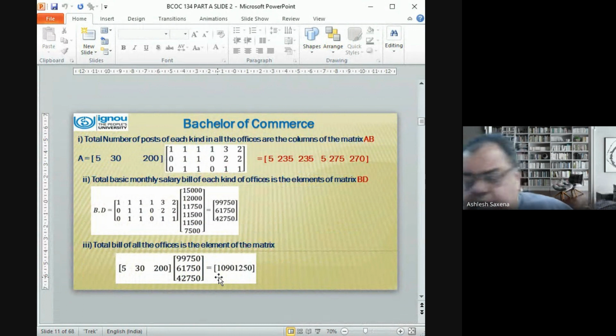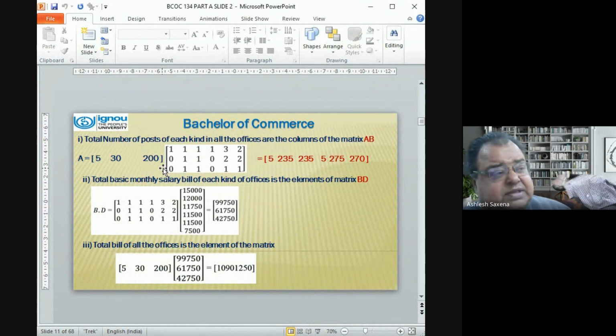You can see over here, I'm just reminding you: left to right, top to bottom. 5 into 1, 5 plus 30 into 0 plus 200 into 0. That will be 5. And I'm just straight away moving to the last part. This is 5 into 2, 10 plus 30 into 2, 60, 10 plus 60 is 70 plus 200 into 1, that is 270. This is how multiplication is performed.